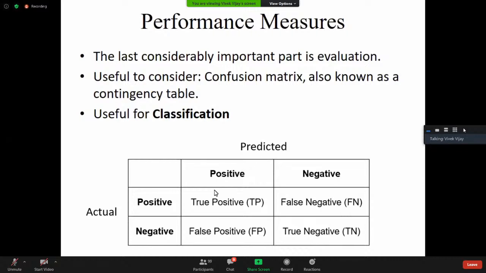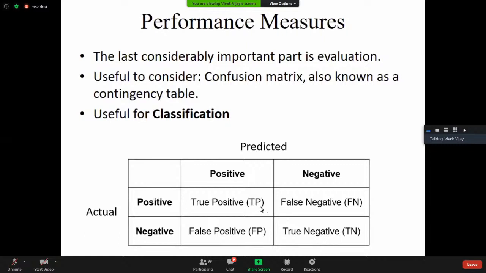Just to give a real example, suppose a patient goes to the hospital, and he may be corona positive or negative. Now, suppose he is positive, and the doctor gives a test, and that test also predicts him positive. Then it is a fantastic result, a true positive. If he was positive and the doctor says negative, then it is a false result. If he was negative and the doctor says positive, then again there is a problem. If he is negative and the doctor also says negative, then there is no problem.